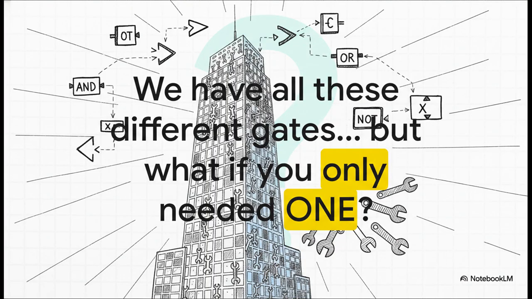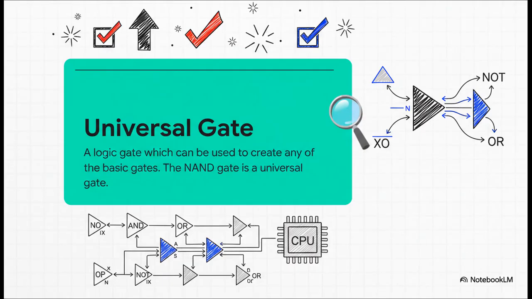Imagine you're building a huge, complicated piece of furniture. You've got screws, nails, bolts, all sorts of fasteners. But what if you discovered you could build the entire thing just as strong using only one single special type of screw? That's the idea here. Could we possibly build all of computer logic with just one type of gate? And believe it or not, the answer is a huge yes.